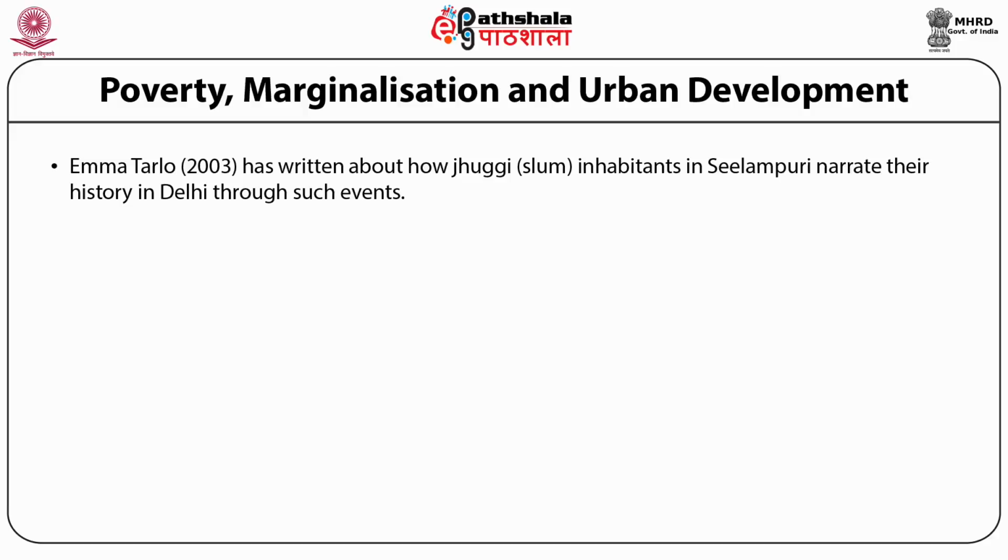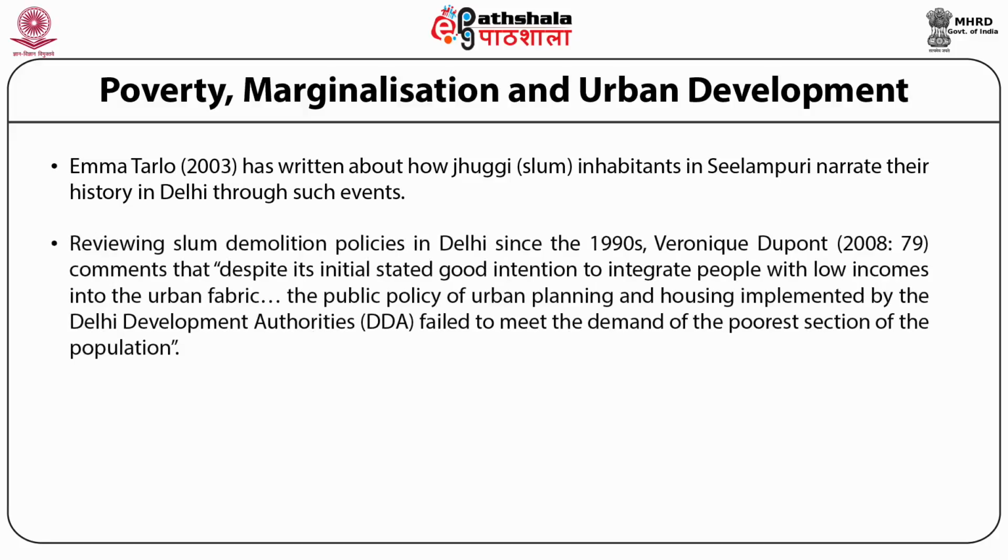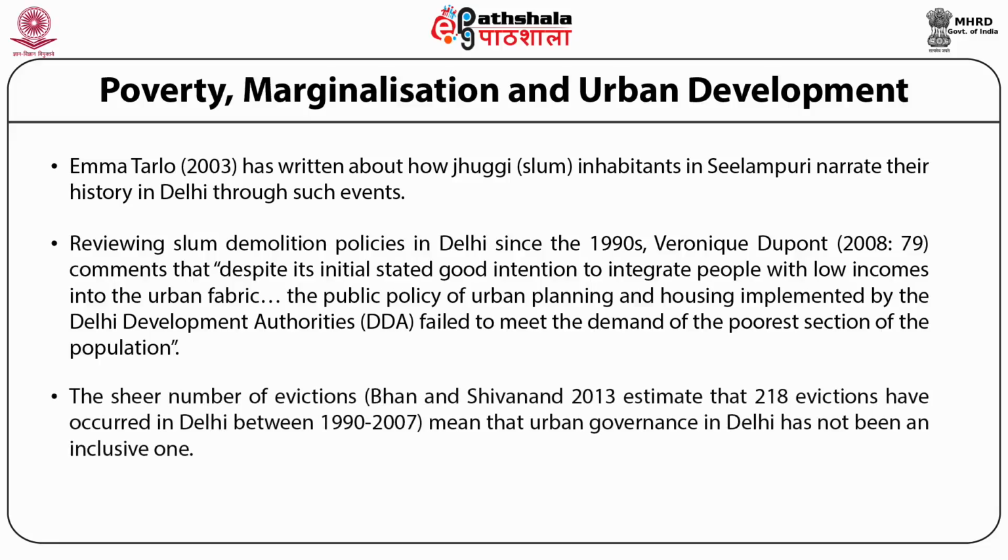What is missing from many of the debates around urban development in Kolkata and Delhi is the admission that the presence of slums in these cities are related to the failure of planning in the first place. Reviewing slum demolition policies in Delhi since the 1970s, Gérard Dupont comments that despite its initial stated good intention to integrate people with low incomes into the urban fabric, the public policy of urban planning and housing implemented by DDA failed to meet the demand of the poorest section of the population. The sheer number of evictions shows that the urban governance in Delhi has not been an inclusive one.